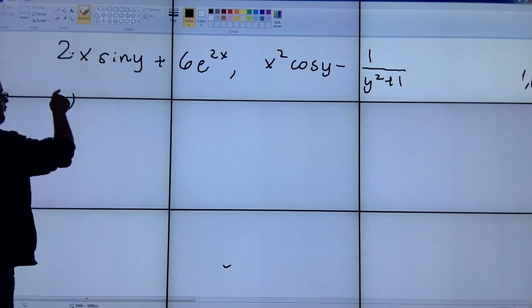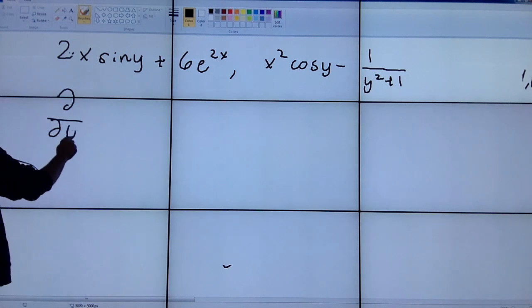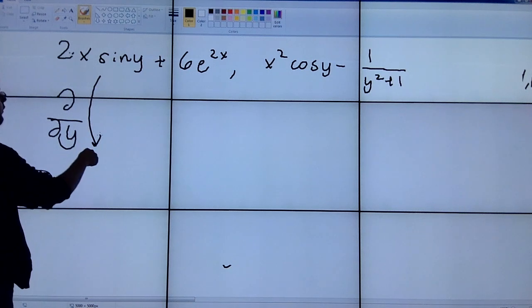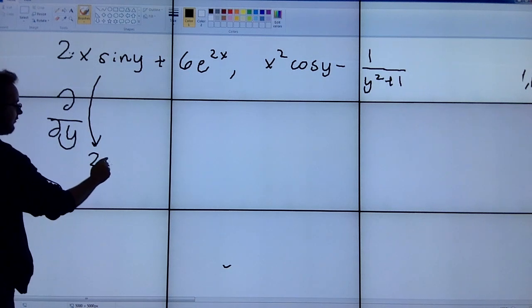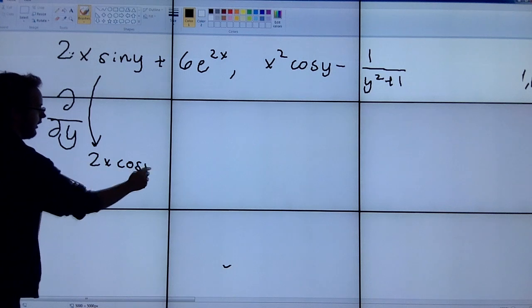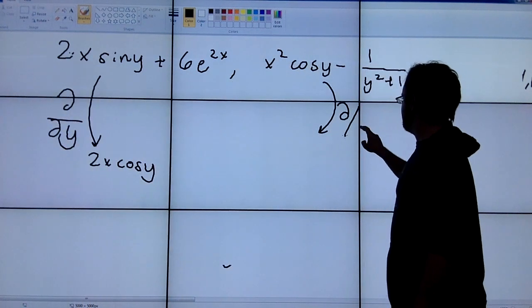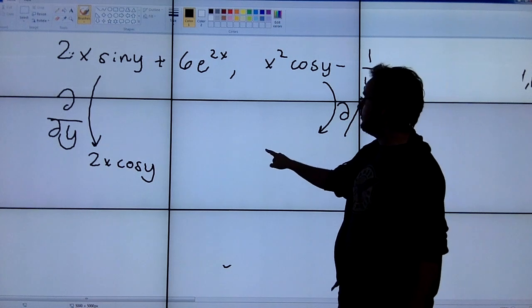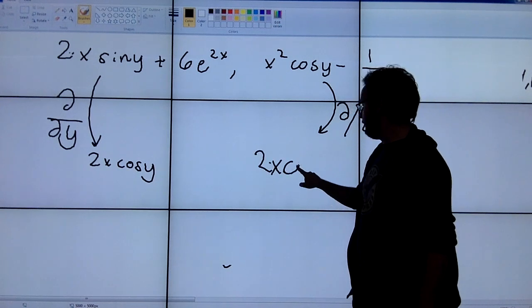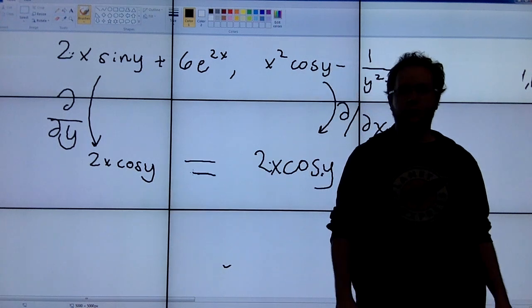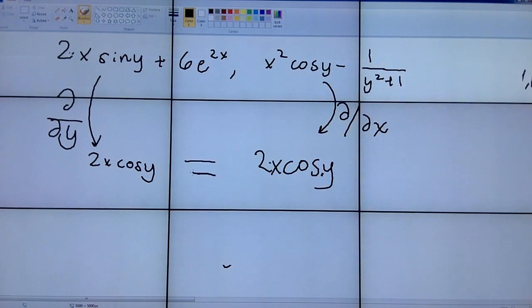Try that again. The partial with respect to y will give me 2x cos y. What's the partial of this second component with respect to x? What do I get here? 2x cos y. This makes us happy that these match, right? Because these match, what can I say about the vector field? It's conservative. So that means the parameterization doesn't matter. All that matters is the value.